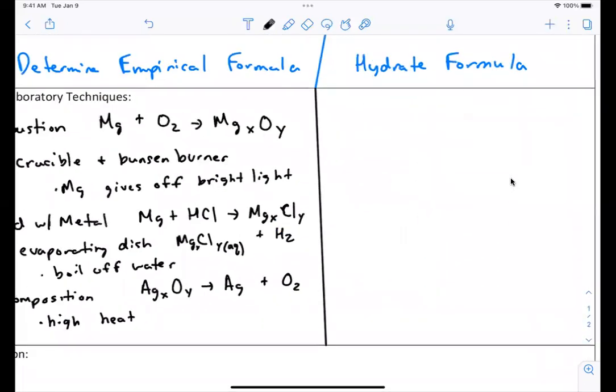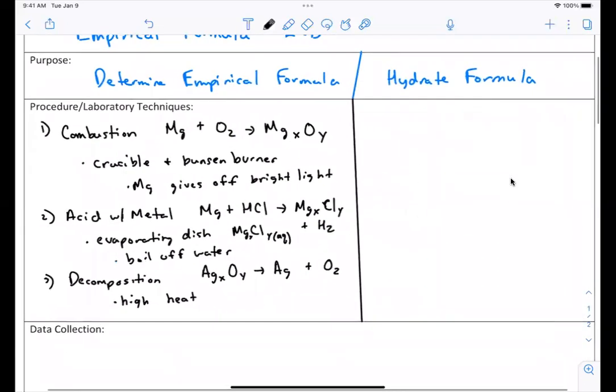Let me switch to the other side now. Okay. A hydrate is a compound that has water attached to it, and written something like this.